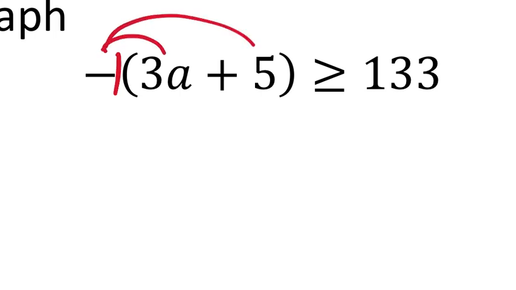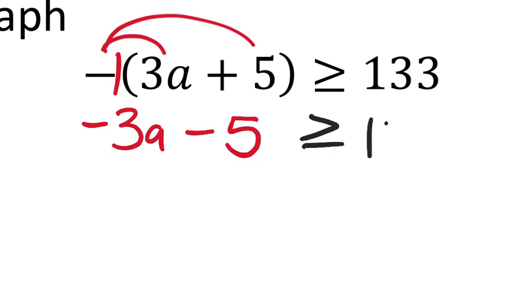So I'm going to distribute this negative 1 into the parentheses. Remember, distribution is multiplication, but I'm not multiplying on both sides. So this distribution will not flip the inequality ever. So I got negative 1 times 3a, which would be negative 3a. And then negative 1 times positive 5 would be negative 5 right there. This is greater than or equal to 133. Now that the distribution is done, I would look for combining any like terms, but I don't see any.